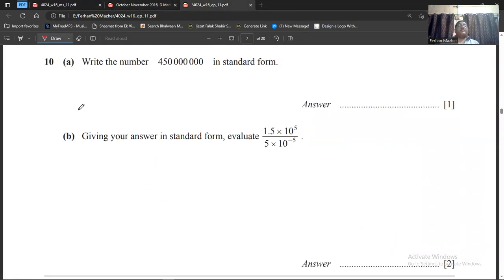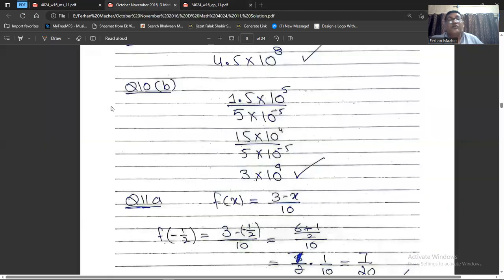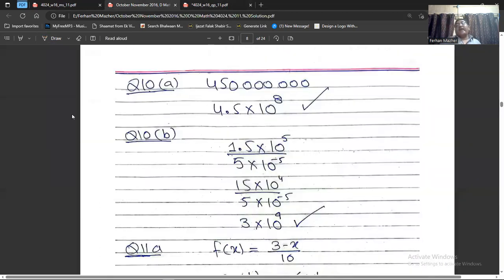Question number 10, A part says, write the number 450,000,000 in the standard form. So its decimal is somewhere here. I am going to move this decimal, let's say 1, 2, 3, 4, 5, 6, 7, 8. So this will move 8 steps. So we will write 4.5 ×10^8.